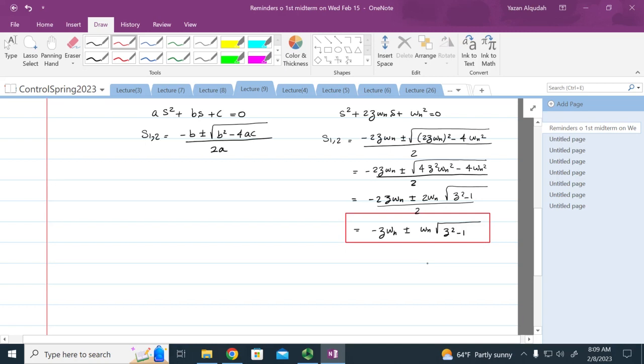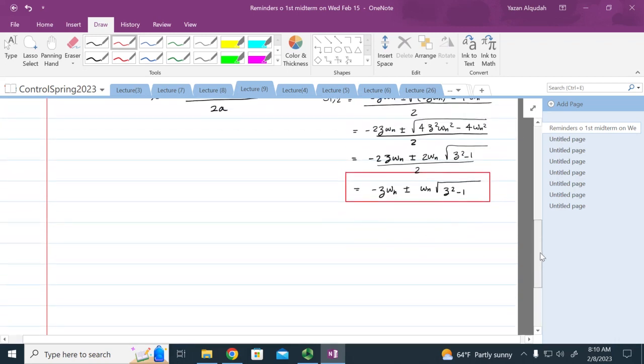Okay, so these are the poles of our second order system. They're given by negative zeta omega n plus or minus omega n multiplied by the square root of zeta squared minus 1.